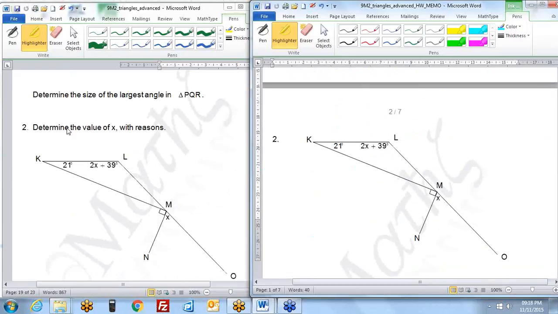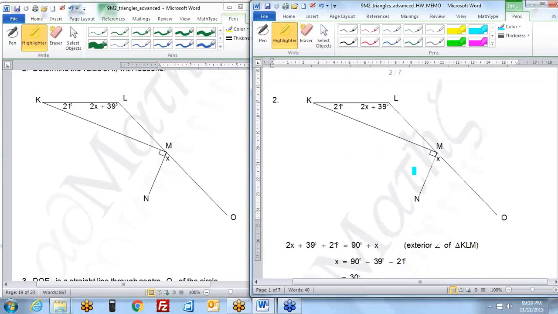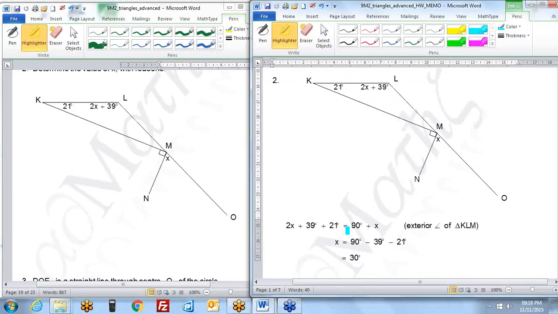Then number 2, determine the value of x with reasons. Right, so that angle over there, you start off by saying 2x plus 39 degrees, this angle, plus 21 degrees equals 90 plus x. Now, why is that? You have triangle LKM.